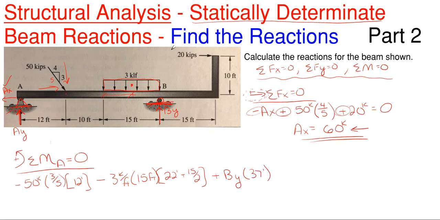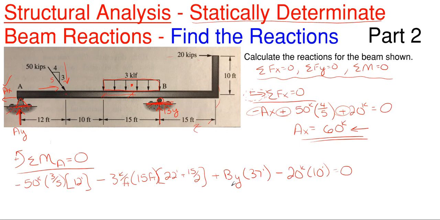And then lastly, don't forget about this pesky little 20 kips up here at the top. Well, it will be rotating clockwise about point A, and its total vertical distance to drop it down to be in line with point A is 10 feet. So it'll be minus 20 kips times 10 feet. All of that must be equal to 0.